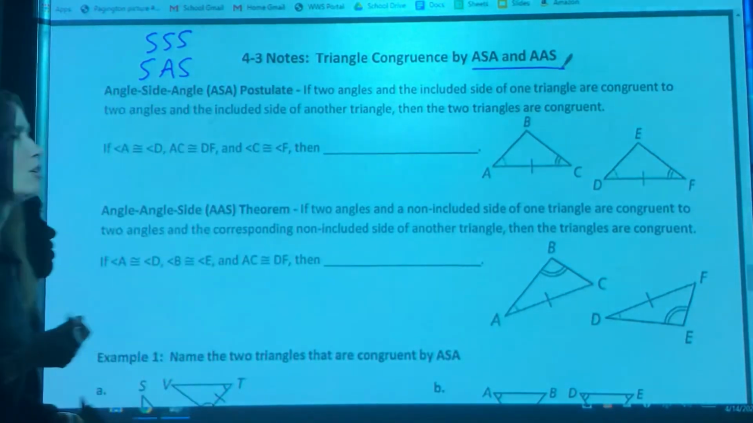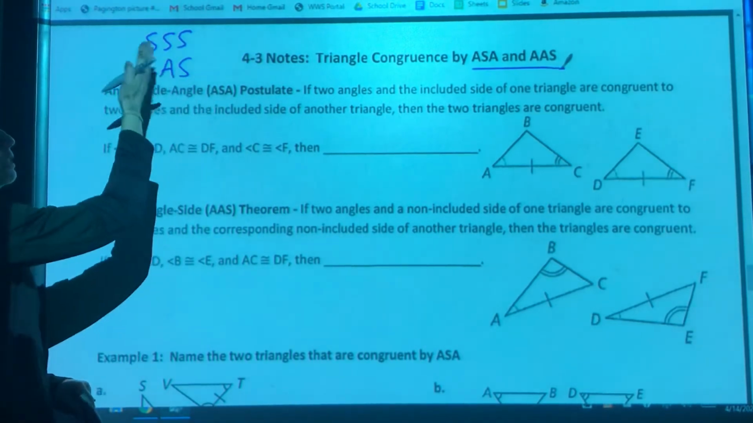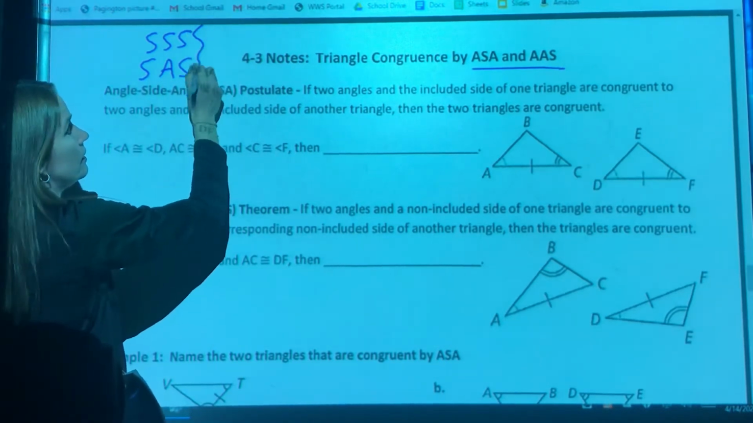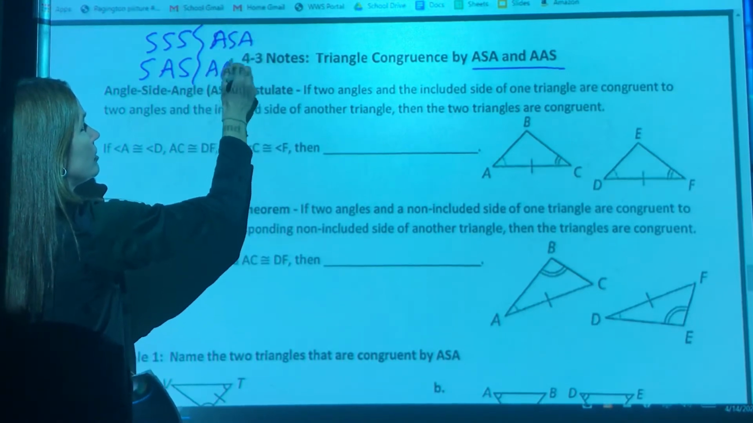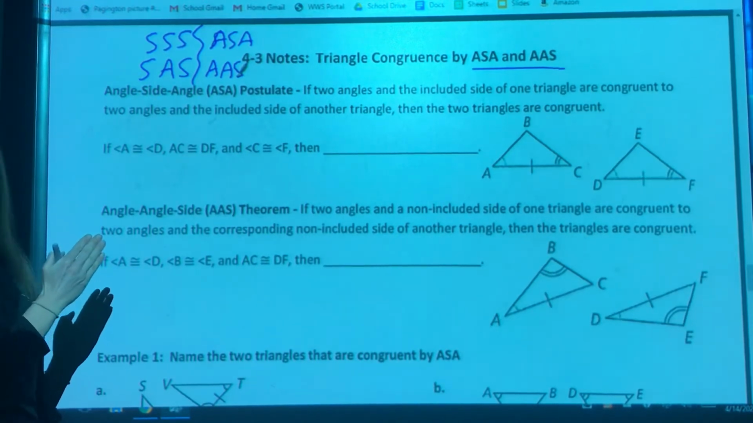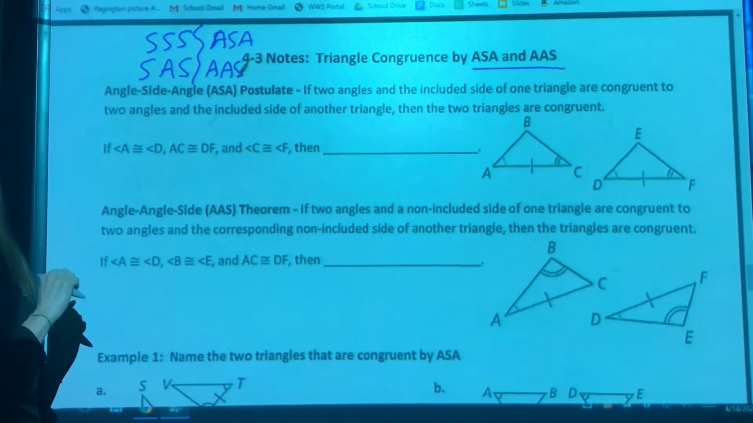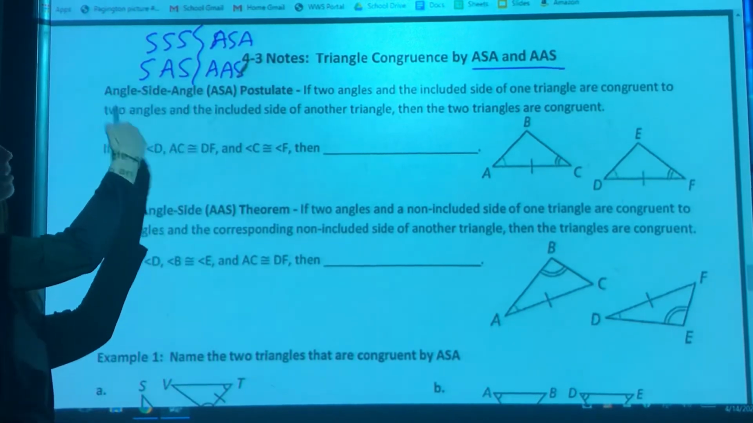Okay, now if you notice there's lots of A's and lots of S's, keep in mind these are our only 4 options. Side, side, side, side, angle, side, angle, side, angle, and angle, angle, side. Okay, so you just want to make sure you don't get any other combination of S's and A's. Okay, keep in mind if you start to write on your paper and you're cussing me out with some A's and some S's, then you'll know that something's wrong, and that is not a way to prove triangles congruent. These are our only 4 options.